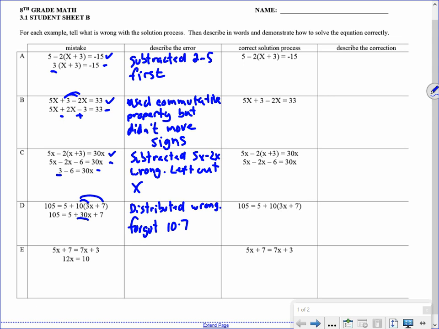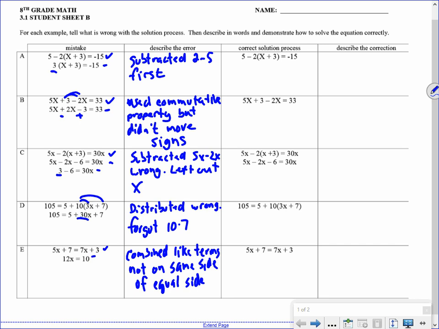All right, what about lastly, E? So you got 5x plus 7, 7x minus 3, and then this is what they did. Anyone see what they did there? Ryan? Yeah, very well said. They combined like terms that aren't on the same side. So remember, when I move 7x over or 5x over, I've got to do the opposite and subtract, right?